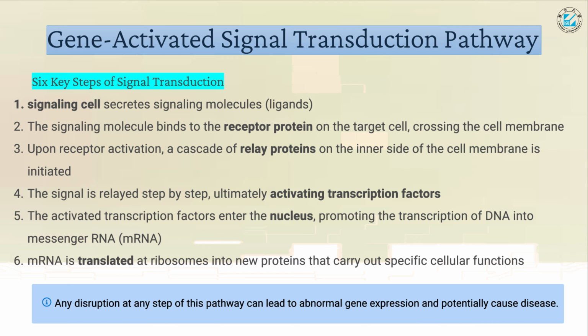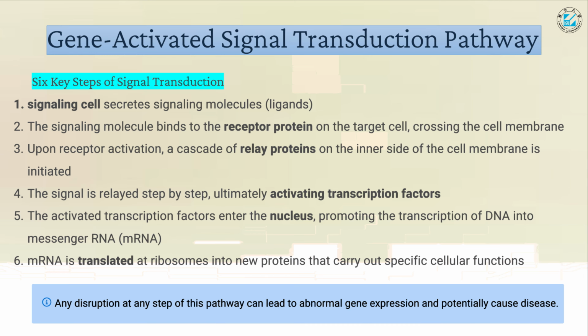These molecules may be hormones, cytokines, growth factors, or other small molecules. Next, the signaling molecule binds to a receptor protein on the surface of a target cell. This binding activates the receptor. After receptor activation, intracellular relay proteins transmit the signal step by step inside the cell. These relay proteins often form a cascade event and amplify the signal.